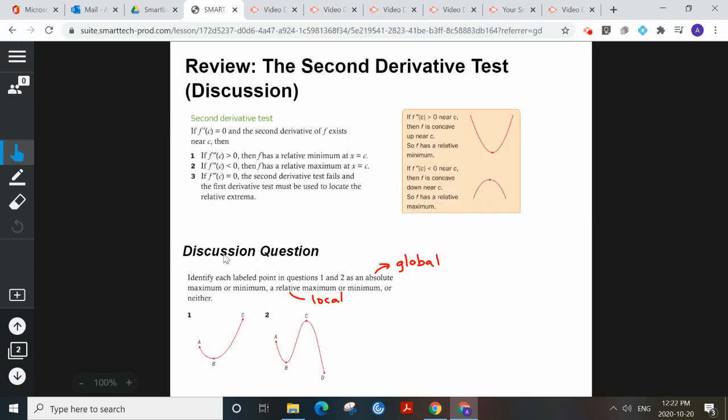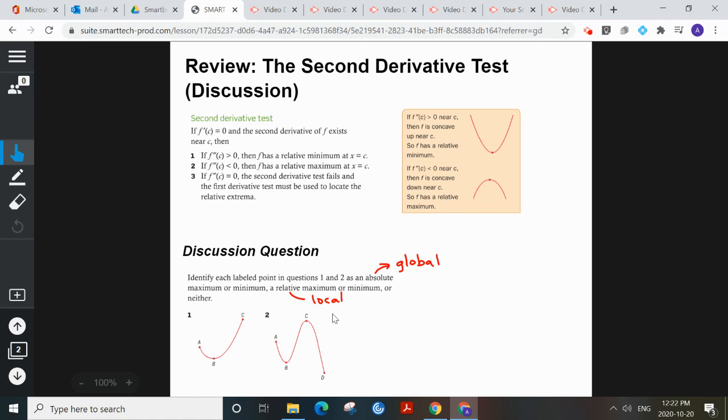Okay, so just as review, the second derivative test tells us about concavity. If we know something is concave up, then we know it has a relative minimum. If the function is concave down, we know it has a relative maximum. So in other words, if the second derivative is positive, then my function is concave up and we have a minimum. If the second derivative is negative, then my function is concave down at that point and we have a local maximum. And if it's equal to 0, the second derivative test fails, and we have to use the first derivative test to determine what we have.